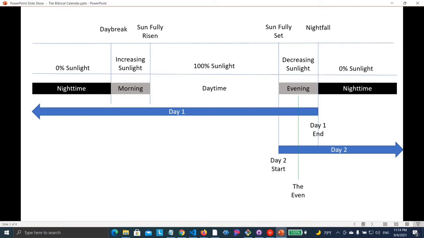So the way it's viewed is evening is an overlap. Day one doesn't end as soon as the sun sets. Technically it ends at the evening, but because you don't know exactly when the evening is, the Bible will treat it as ending for certain at nightfall. When nightfall happens, it's certainly over, because someone has transitioned, it's certainly happening.